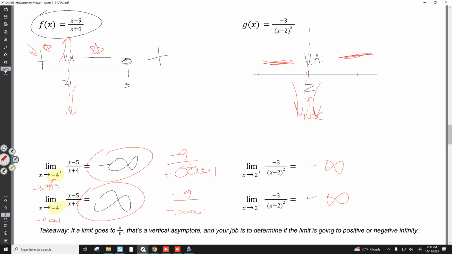You could do that or think about plugging in 2.001. You get a positive value close to 0 divided by negative 3. Boom. Same thing here. Okay? Thank you.